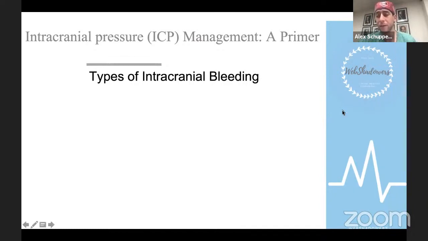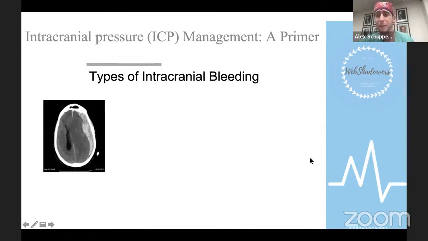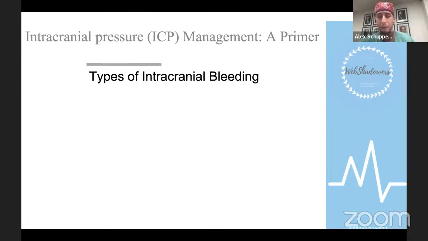So there are multiple types of intracranial bleeding or hemorrhage. This is one of them. This is called subdural hematoma. This is another version of a subdural hematoma, it's just on the left side. It's the same type of bleed as that one.